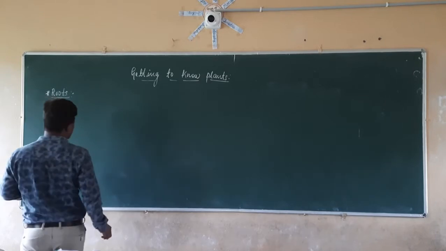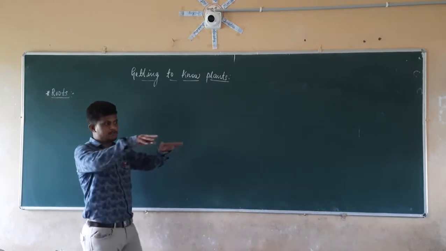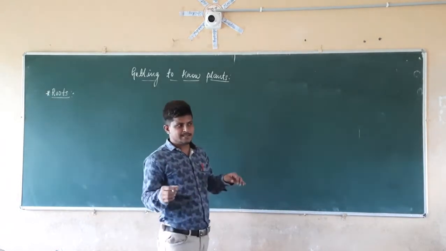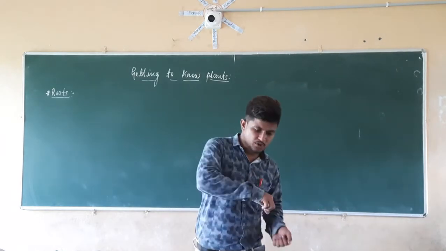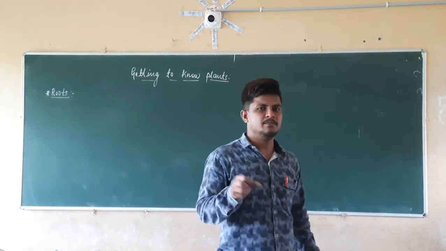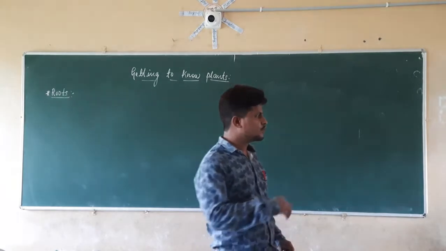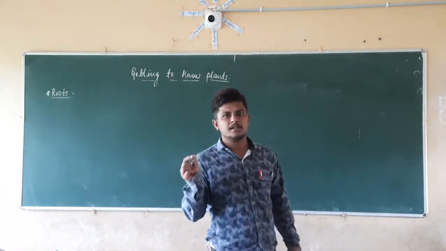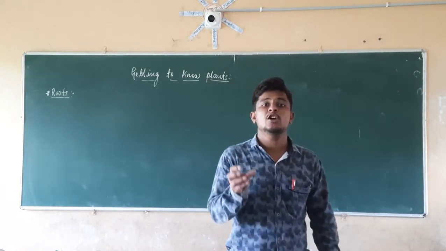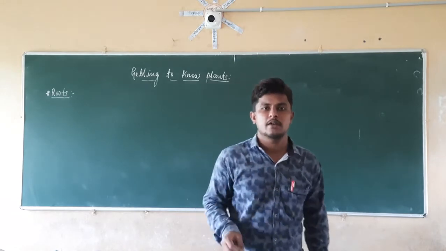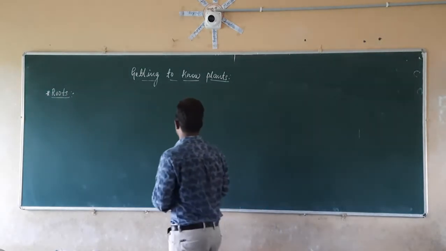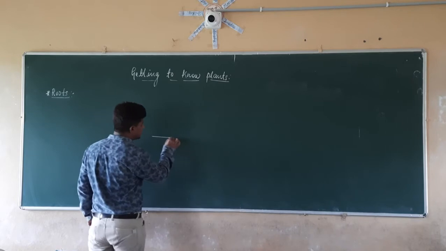Take an example. We are going to see a variety of plants in our surroundings. In those surroundings, what are we going to do? We are going to take out the plants which are smaller in length. You have to take out those plants and check the roots of those plants. When we check the roots of those plants, we are going to see two types of roots.